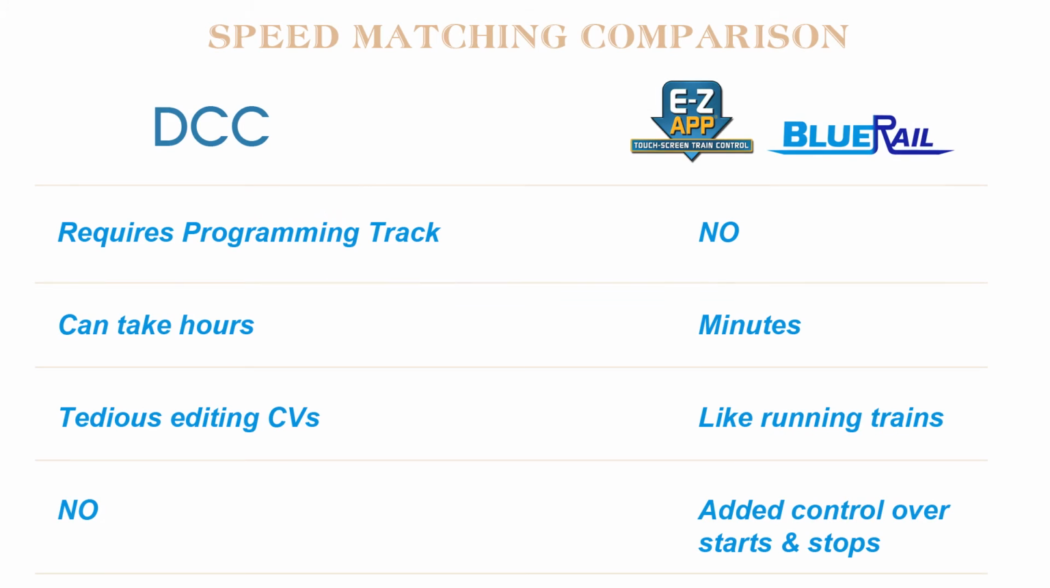If you've ever tried to speed match locos in DCC, I'm sure you know what a pain that can be. As you see in this comparison chart, this method requires no programming track, can be done in minutes, requires no editing of CVs, and has added control over starts and stops.